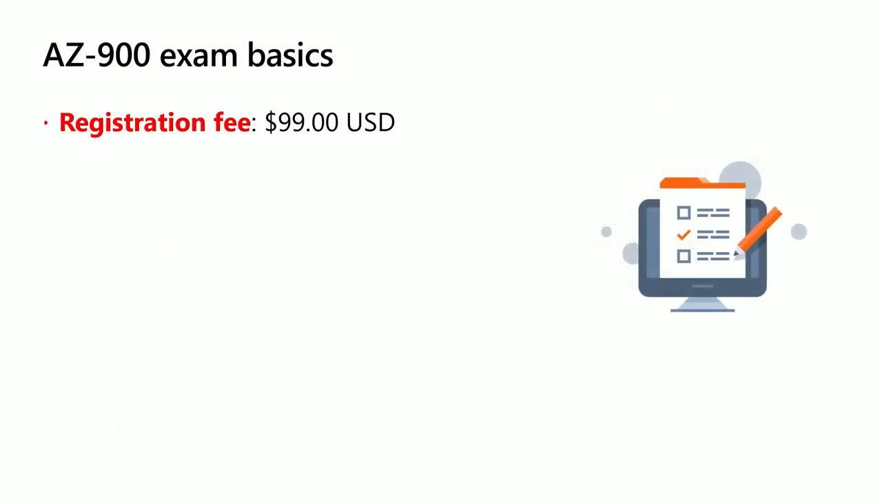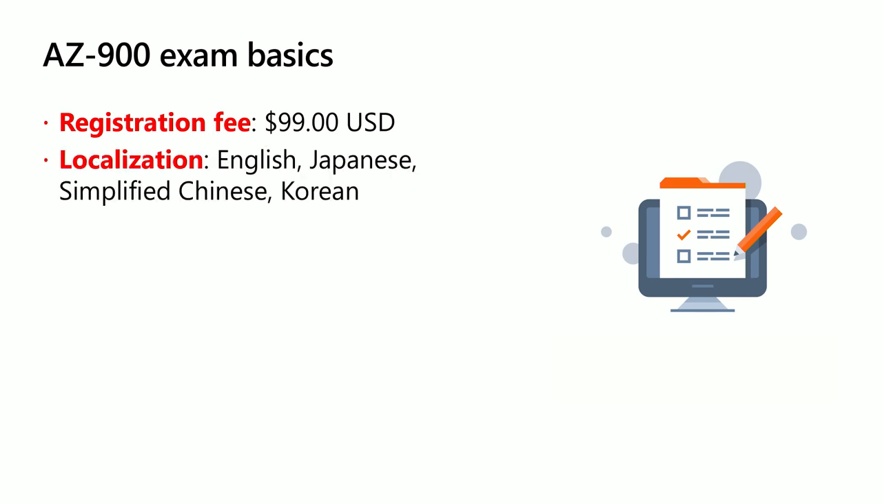The price point of AZ-900 is significantly less than the associate and expert exams. In USD, it's $99, whereas the other ones are $165 as of today. Of course, you've all got 2 vouchers here at Microsoft Ignite, so it's not so relevant. Localization at this point looks like English, Japanese, simplified Chinese, and Korean.